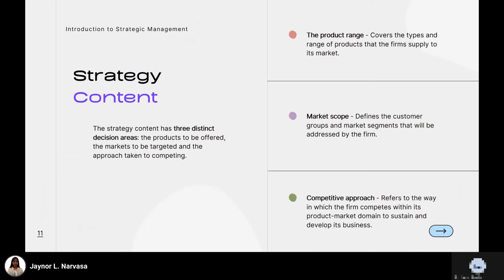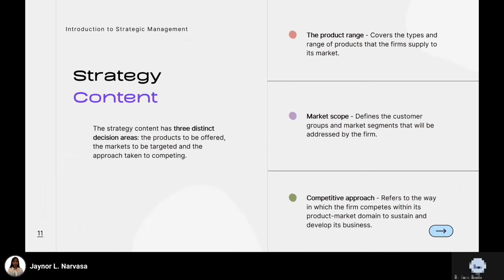approach taken to competing. The product range covers the types and range of products that the firm supplies to its market. Market scope defines the customer groups and market segments that will be addressed by the firm. Competitive approach refers to the way in which the firm competes within its product market domain to sustain and develop its business in the face of competitive pressures. It reflects the way in which the firm tries to influence the customers to favor their offerings.